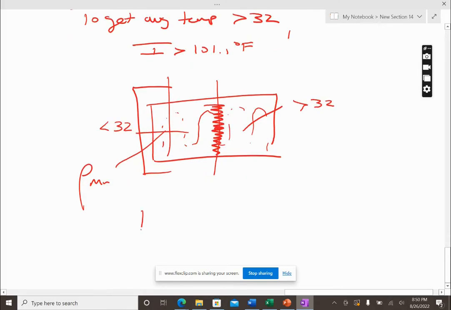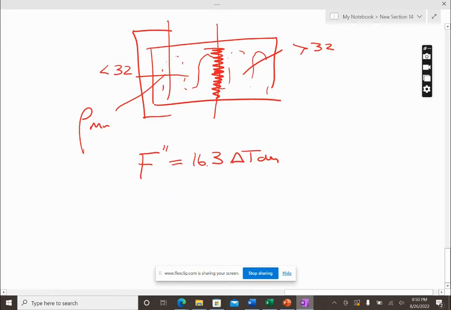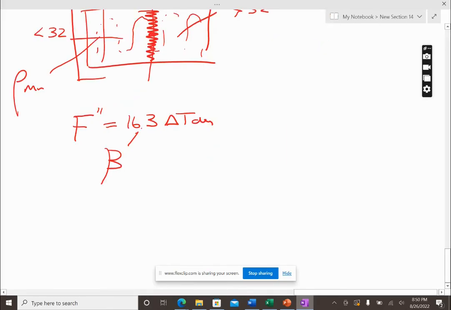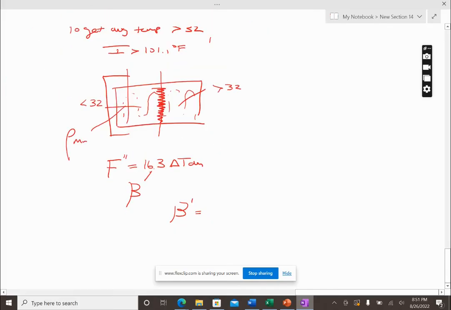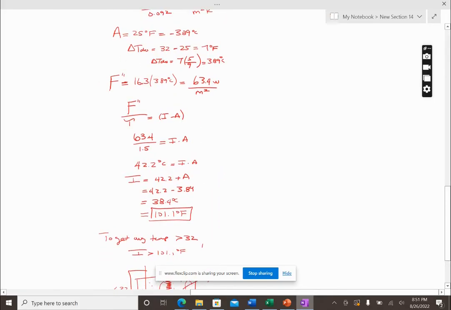So remember, F double prime was equal to 16.3 delta T design. But this is a beta, and to solve for a new variable beta prime, we're just going to look at the old one. So beta before was, what was it?